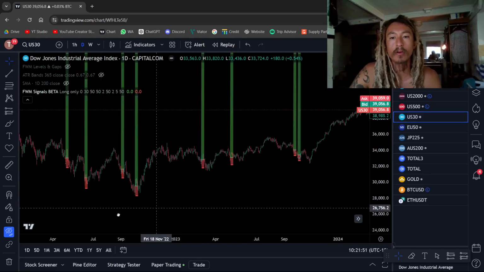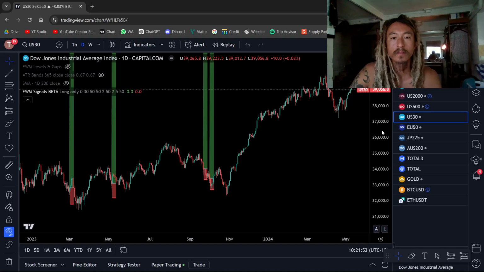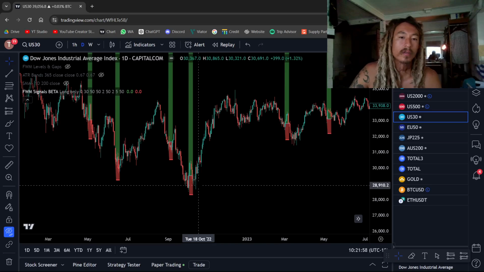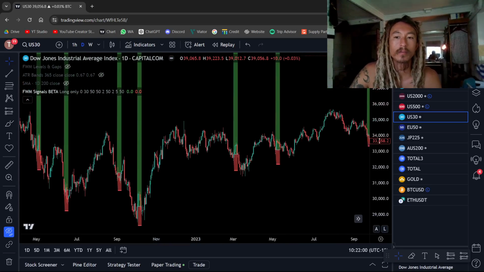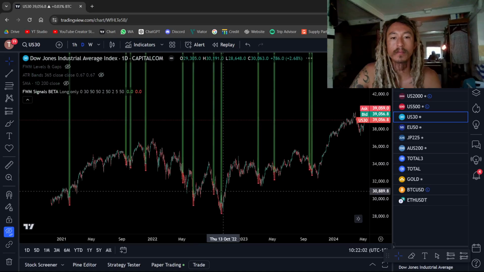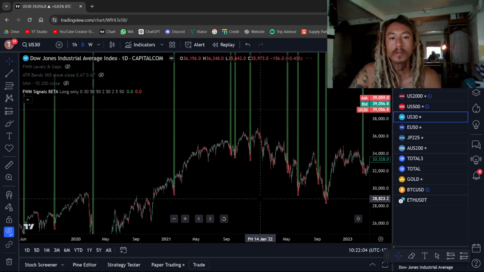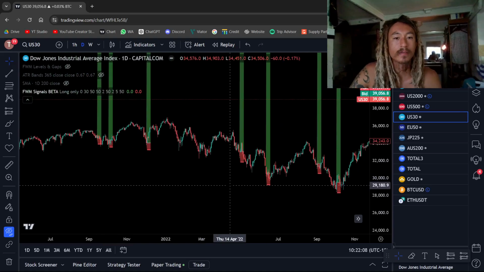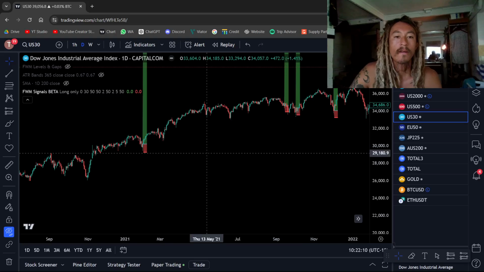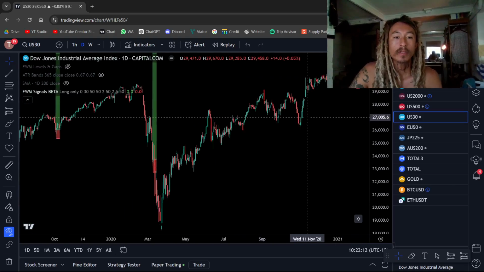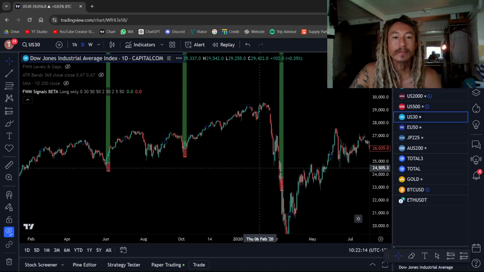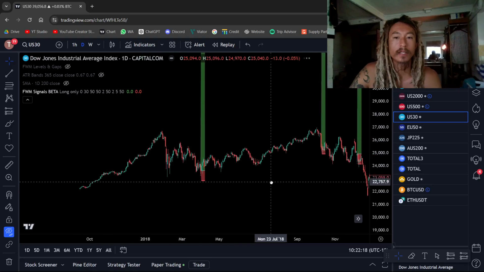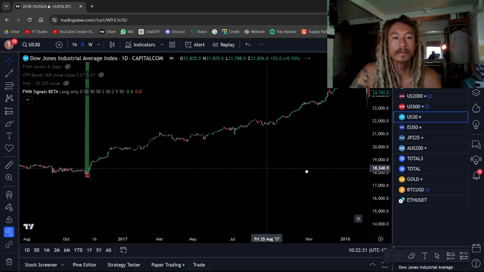Let's look at US 30. Not giving a signal here. We got the bottom, so it gives a buy on the bottom. Buy here, buy here. The signal works pretty well. This one doesn't. These signals work decently, depending on your TP setting.